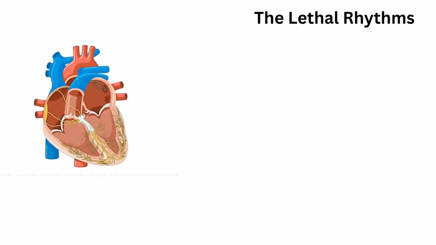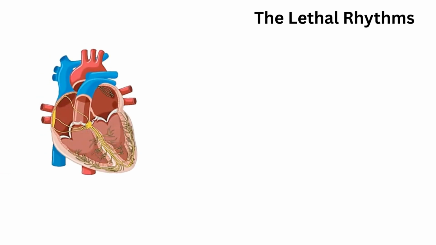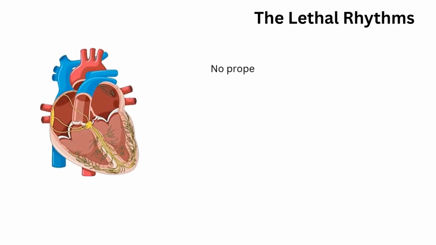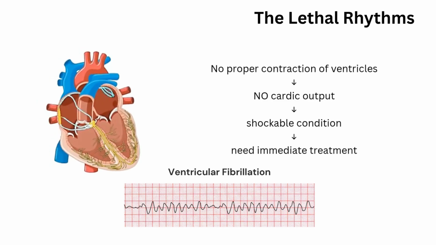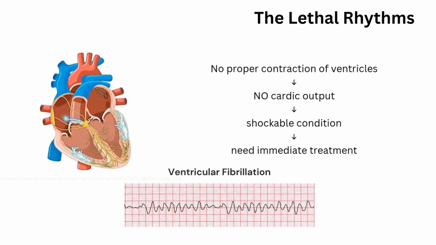Moving right along to part two, the lethal rhythms, where time really is muscle. Enter ventricular fibrillation, or VFib. During VFib, the ventricles aren't actually pumping. They're just helplessly twitching. So again, zero blood is circulating. It's totally chaotic. It's wildly unorganized. You are not going to find a nice, neat P wave or QRS complex here. Honestly, it just looks like a chaotic scribble on the grid paper.